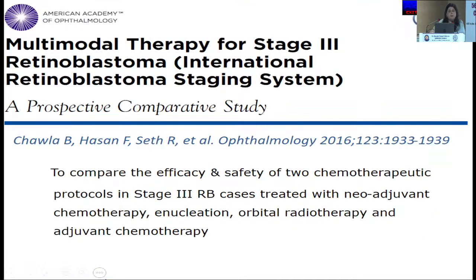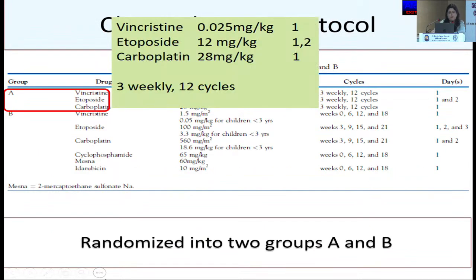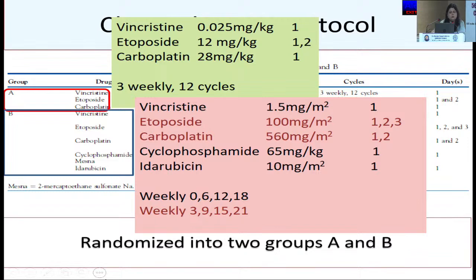So this was a landmark paper that our group published in the Ophthalmology Journal a few years ago, where we did a randomized study for extraocular retinoblastoma. It was the first randomized study of extraocular retinoblastoma done in the world, where we compared 2 chemotherapy protocols just to see which one is doing better. So essentially what we did here was that we used 2 different chemotherapy protocols, of course, of different drugs.